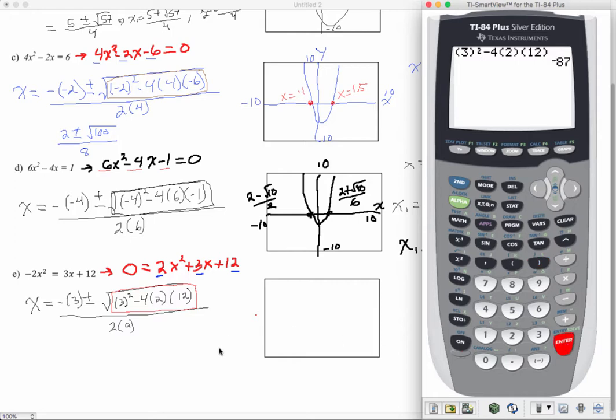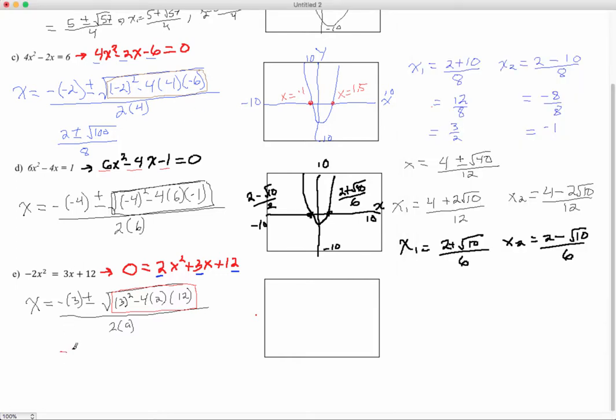Okay, which back here at the ranch tells us that what you have is negative 3 plus or minus the square root of negative 87 divided by 2a, which was 2 times 2. I can't help put the a there, can I? So that gives me back a 4.